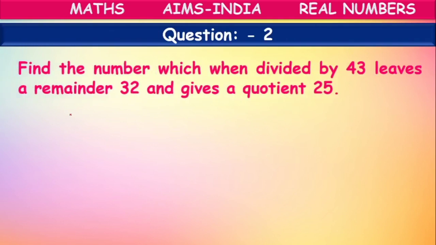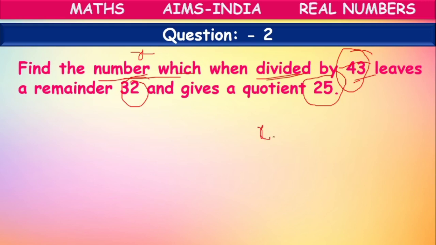Next, question number 2. Find the number which when divided by 43 leaves a remainder of 32 and gives a quotient of 25. So we have to find the number. Let the number be x. We are dividing the number x, which means x is the dividend.